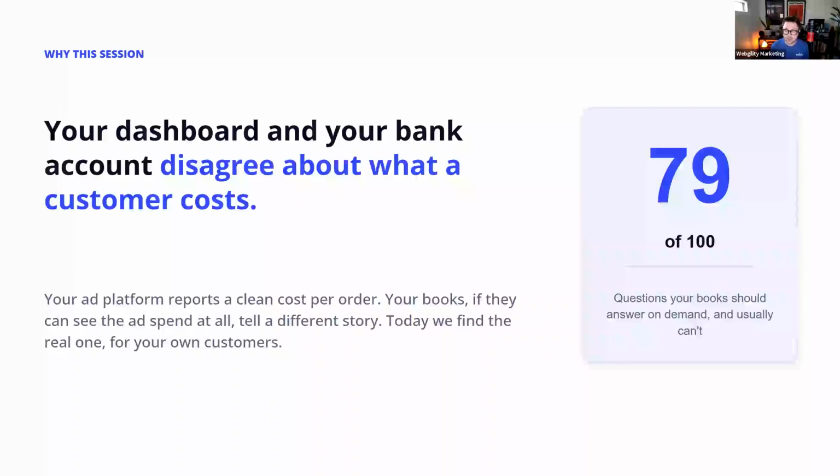The framing here is that when you look at your sales dashboard or your ROAS for your ad dashboard, it's going to tell you one story, but especially if you're looking directly in your ad platform, it's not going to tell you what it actually costs per customer, right? Because all it knows is how much you spend on ads. And just comparing that to your order totals isn't going to give you the full picture. So your ad platform might show you a clean cost, but your books will probably tell you something different. And that's what we're here to uncover.